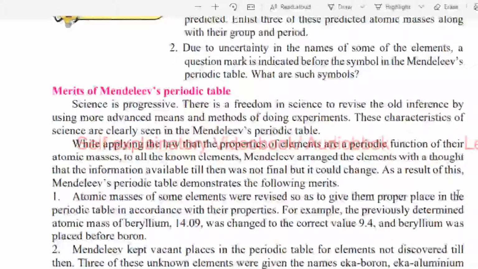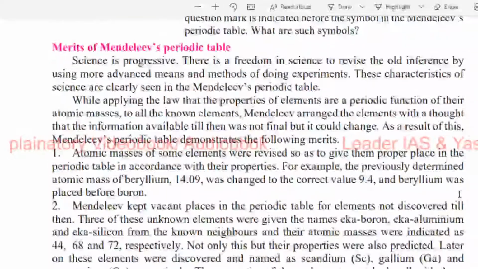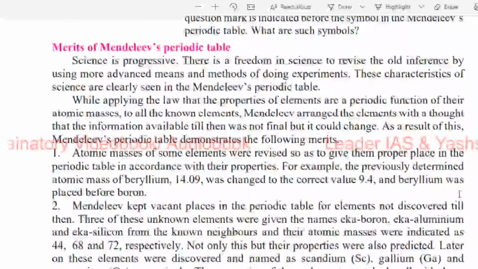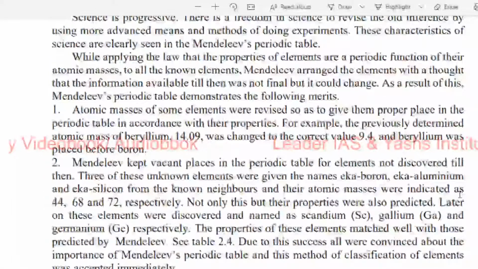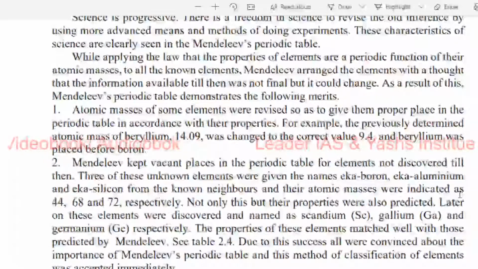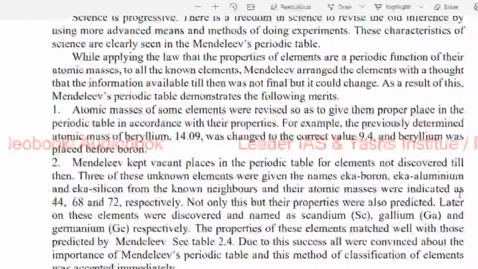First, atomic masses of some elements were revised so as to give them the proper place in the periodic table in accordance with their properties. For example, the previously determined atomic mass of beryllium, 14.09, was changed to the correct value of 9.4, and beryllium was placed before boron. Second, Mendeleev kept vacant places in the periodic table for elements not discovered till then.